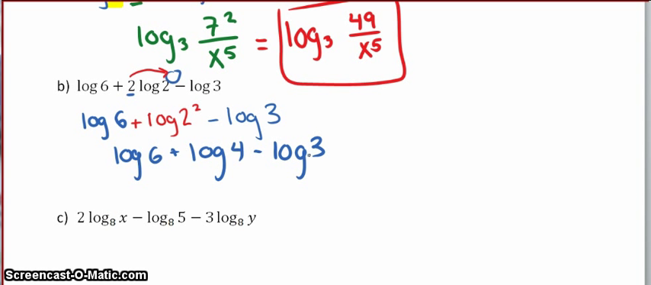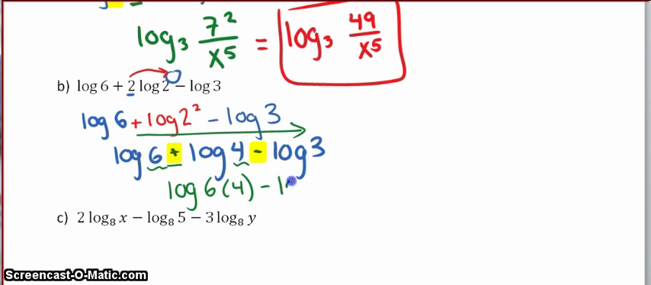Okay, now we have to deal with these plus and minus signs. Again, since they don't have a base here, they're all base 10, so they all have the same base. So we can think about what we did in the first video when we were expanding these. When you have an addition sign, that really means you're going to be multiplying these numbers. So we can rewrite this as the log of 6 times 4. I'm going to take this one step at a time, working from the left all the way to the right. So I'm just going to rewrite that minus log of 3.